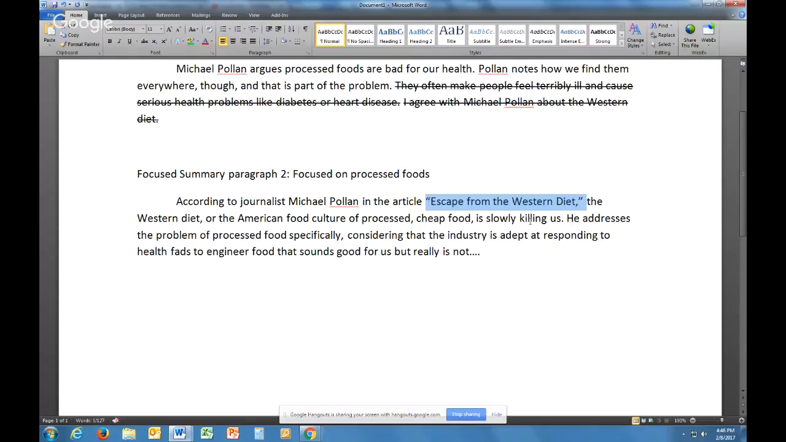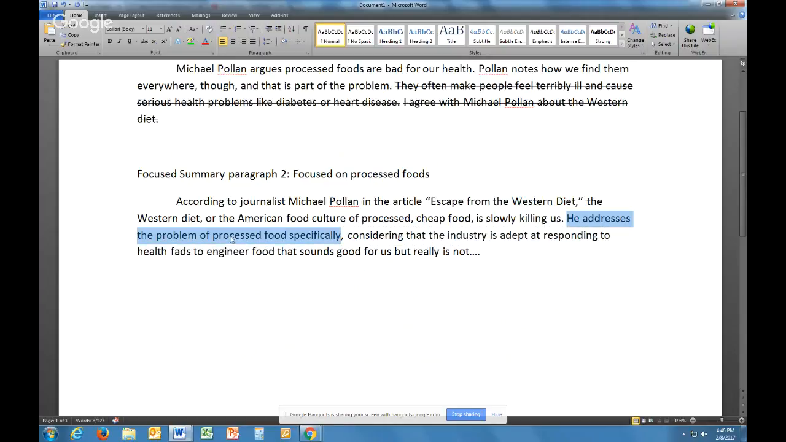So include the title. And then the second part of this first sentence of my summary is what I think the thesis of this article is. What I think the thesis of "Escape from the Western Diet" is. The main idea is that the Western diet, which is American food culture of processed cheap food, is slowly killing us. So I start with that thesis, and then I start getting more specific.